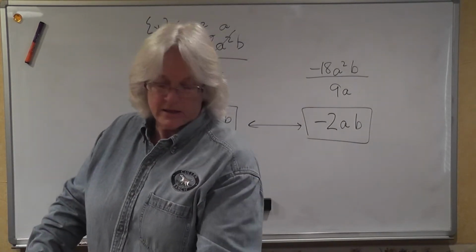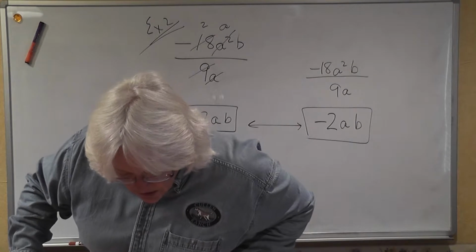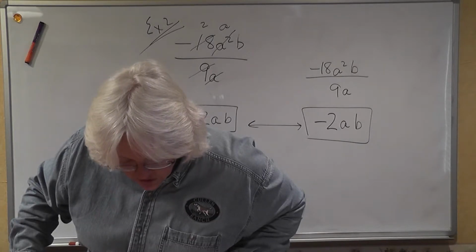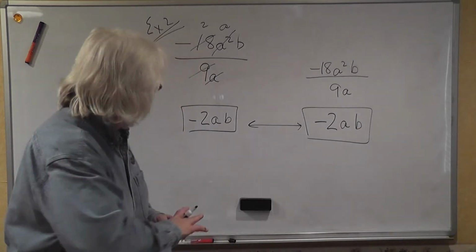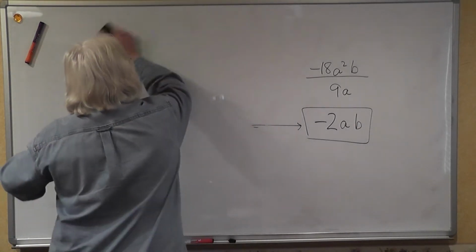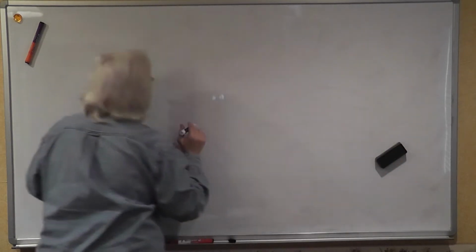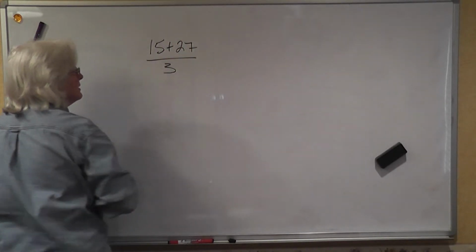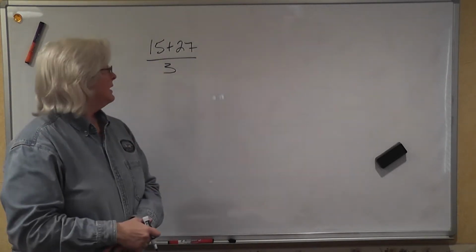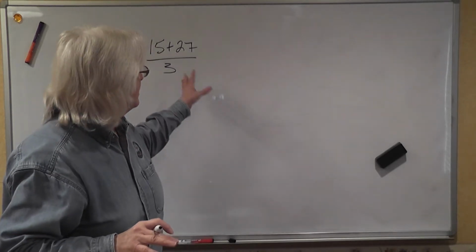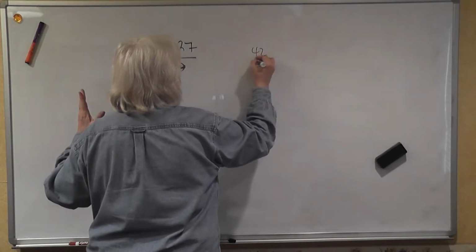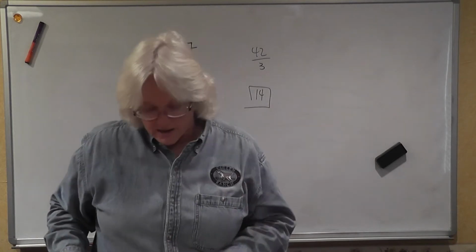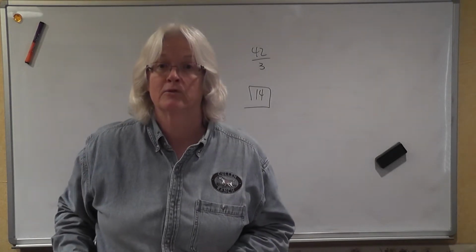But let's look at something a little bit different now. We'll go ahead and use example 4 to illustrate the principle: 15 plus 27 divided by 3. We're simply going to use division of whole numbers. Now, what can we use here? I know a lot of you are thinking, well, Miss Betsy, obviously that's 42 divided by 3, so 14 is the answer to this problem. And that's correct, but let's look at this a different way.